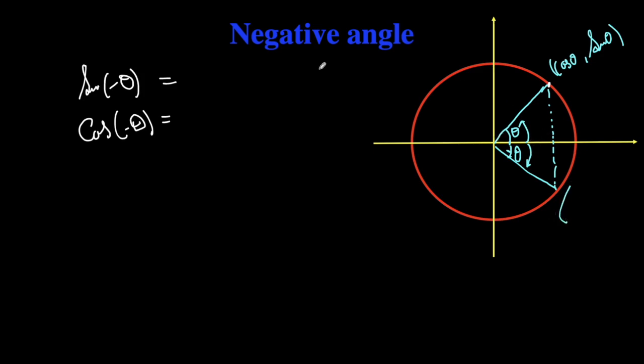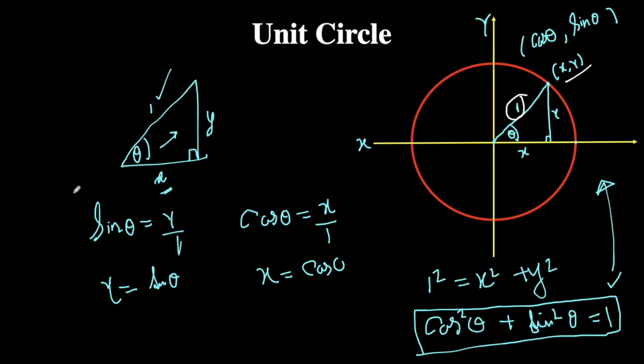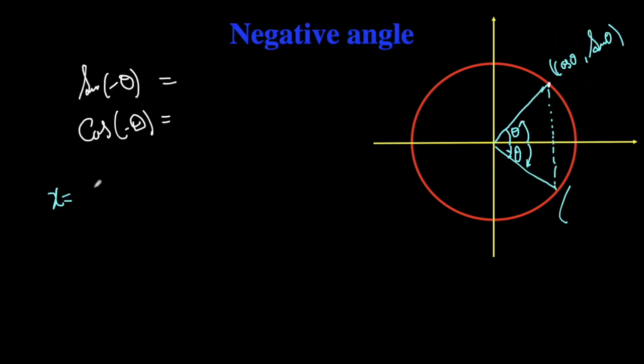So what will be these coordinates? This is your x, and in the previous slide the x was cos theta. So I can write x is equal to cos theta and y was equal to sin theta. So x will not change, so you will get cos theta here, but this is y, so this will become minus y because you are going in the negative direction, so this will become minus sin theta. Let's draw this triangle here.